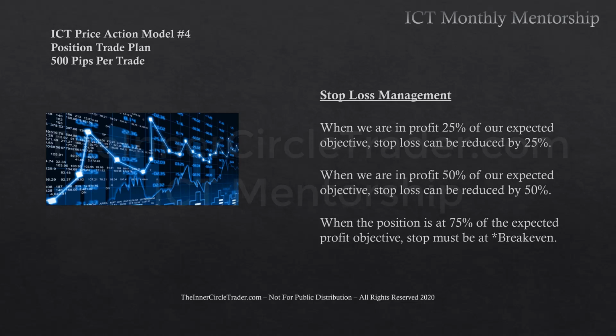When we are in profit 25% of our expected objective, stop loss can be reduced by 25%. When we are in profit 50% of our expected objective, stop loss can be reduced by 50%. When the position is at 75% of the expected profit objective, stop must be at break even. Again, we do not choke the trade, we don't strangle it, and that's the reason why we take partials. We pay ourselves as the market makes it available, and we put our stop loss in there to manage the worst case scenario so we don't take a great deal of loss in theory. But again, the markets can gap beyond your stop loss, and at that point, really nothing can save you.